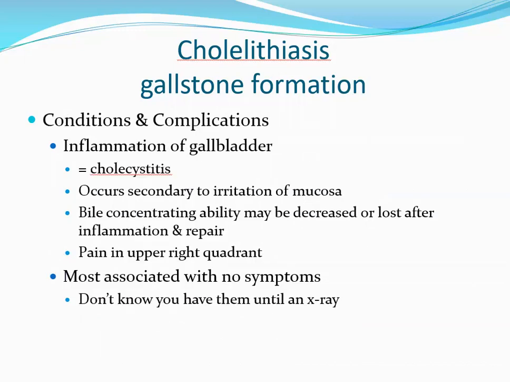Complications associated with gallstones. One is inflammation, which is cholecystitis. This occurs secondarily to the irritation of the mucosa. After inflammation and repair, the bile concentrating ability may be either decreased or lost, which will lead to the necessity for surgically removing the gallbladder. This can also result in pain in the upper right quadrant. Most gallstones, though, are associated with no symptoms. You don't know you have them until you have an abdominal x-ray for something else.